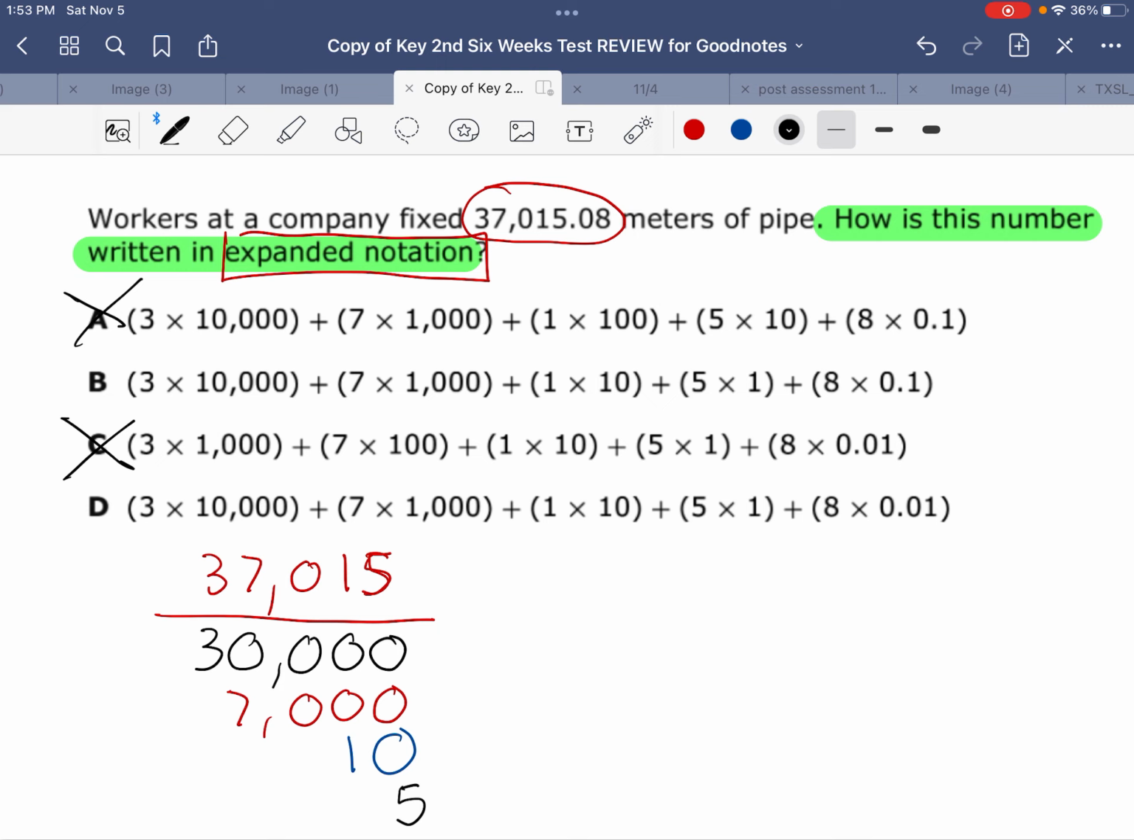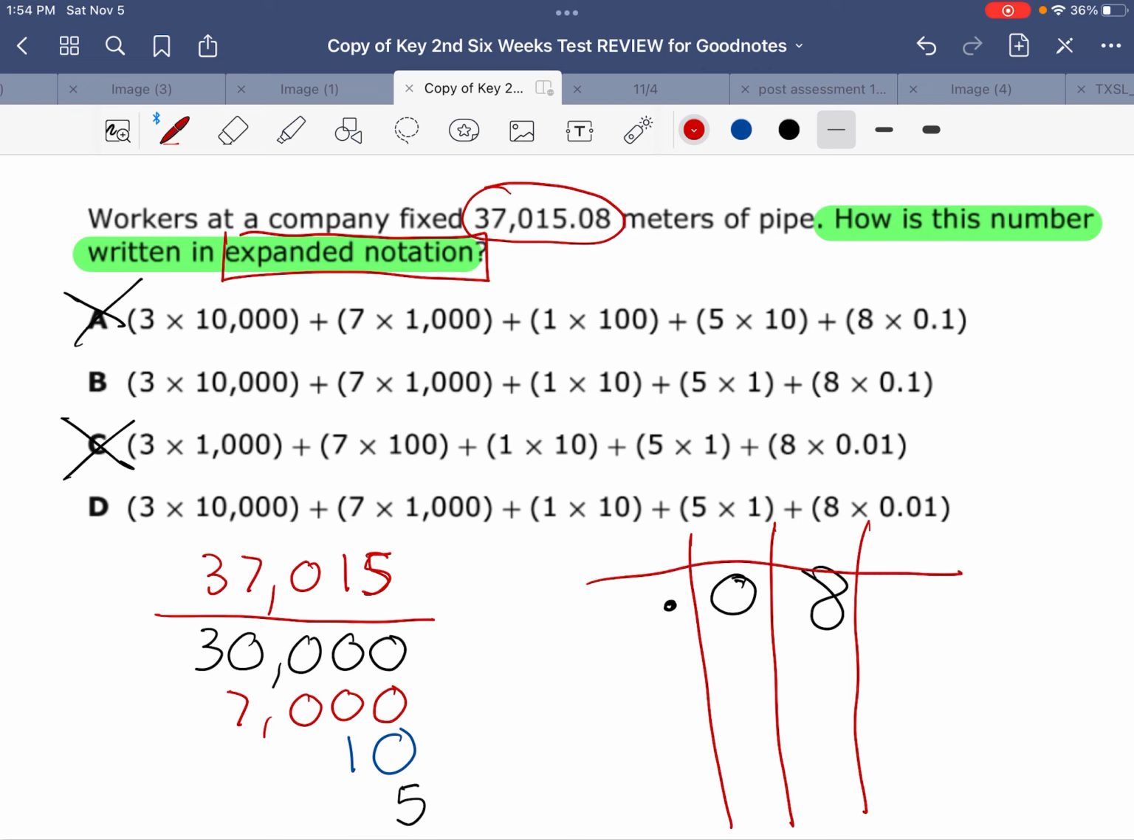So now I'm going to do my decimal part. I have 0.08. I'm going to do my place value chart, but just with the decimal. Okay, so I know before the decimal, I have my ones. Okay, then I have my decimal. After the decimal, I go into my tenths, and then I go into my hundredths.